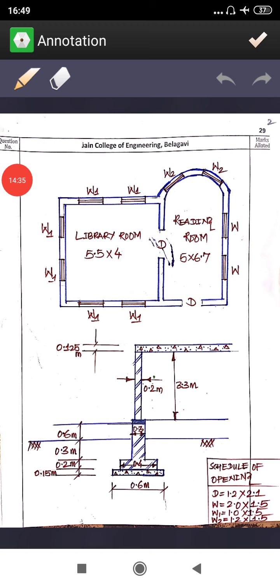Now if you see this portion, here we have a width of 0.6 and a depth. Now see this depth you have to take. How to get that depth here? I'll show you. This 0.3 plus 0.2 plus 0.15, so it is going to be 0.65. So you have this depth and this width. This is the excavation you have to do.